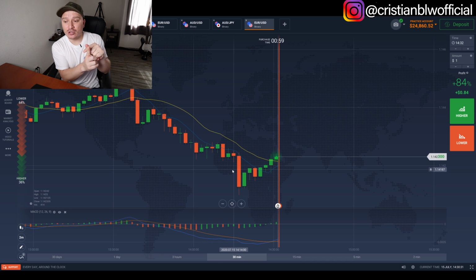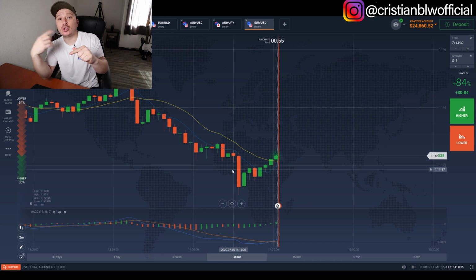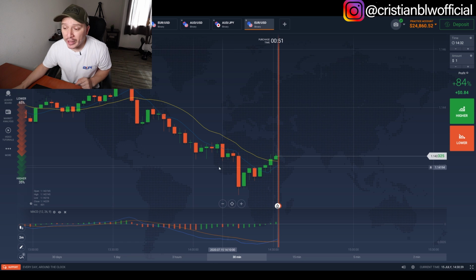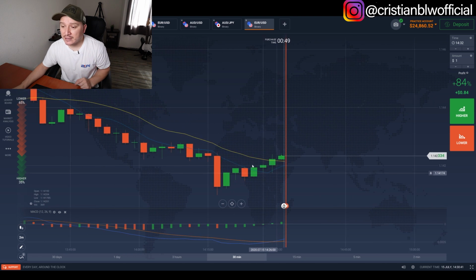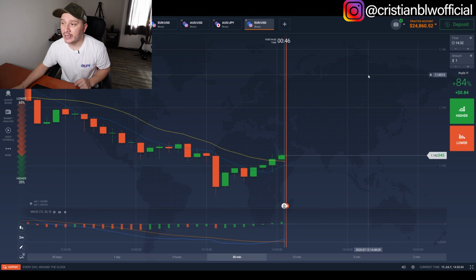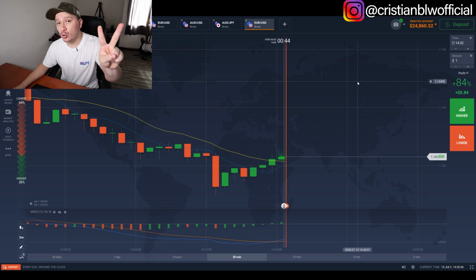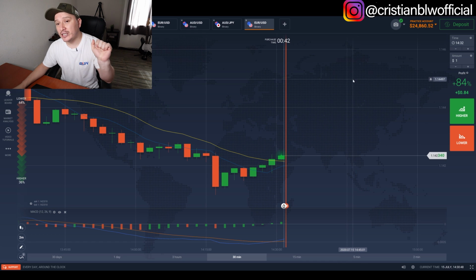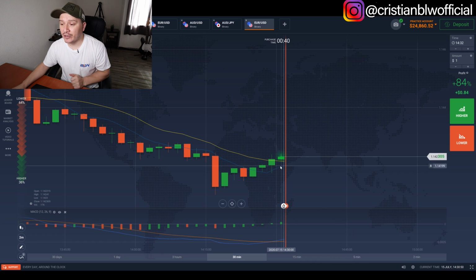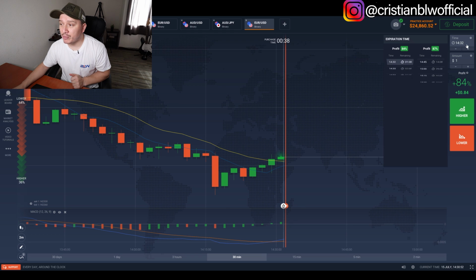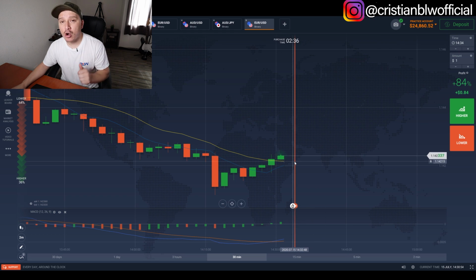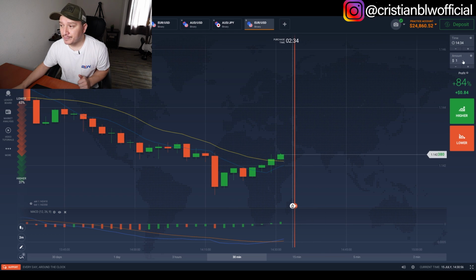So the MACD needs to cross first so that you know that within 1 or 2 candles, the moving averages are going to cross. When this happens, when the blue line crosses the yellow line, you're going to enter a trade for 2 minutes in the direction of the blue line. Meaning, for example, this one is going up, so I'm going to enter for 2 minutes going up, okay?